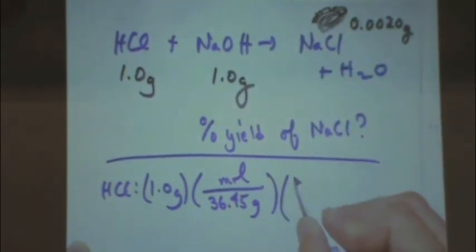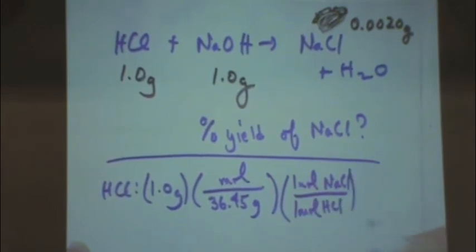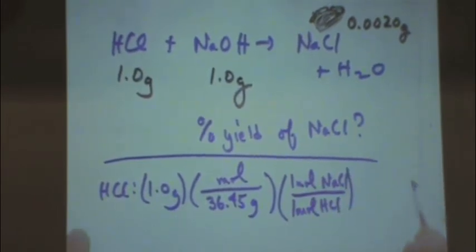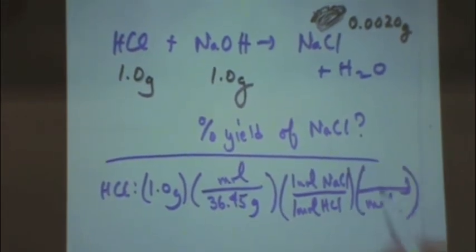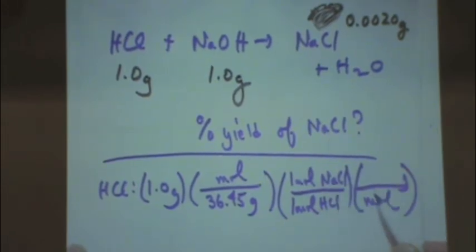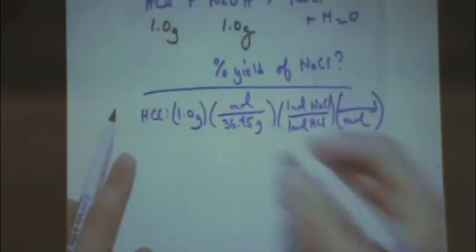Then you would say, well, there's 1 mole of NaCl for every 1 mole of HCl. So in this case, it wouldn't cause a mathematical change. And then we need the molar mass of sodium chloride, so we can change that to mass. I'll calculate that in a moment.